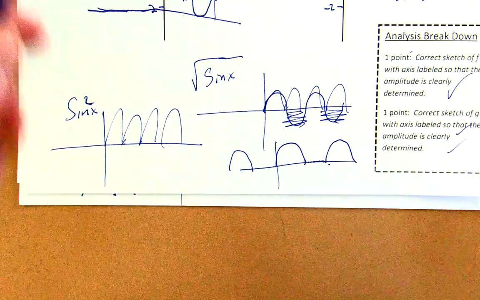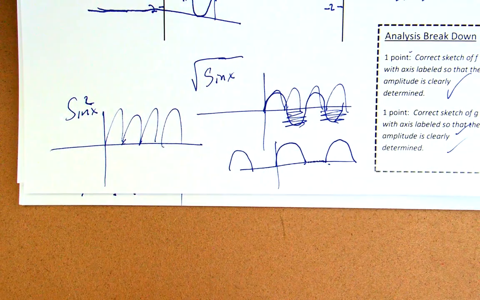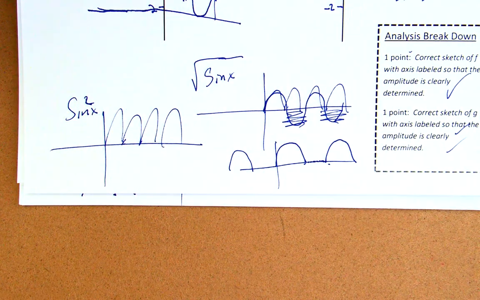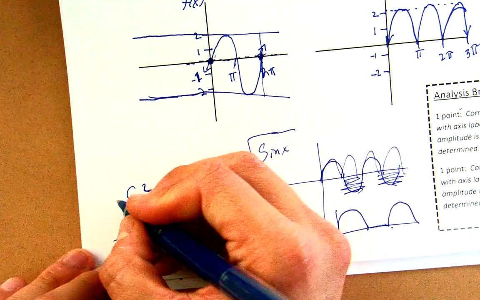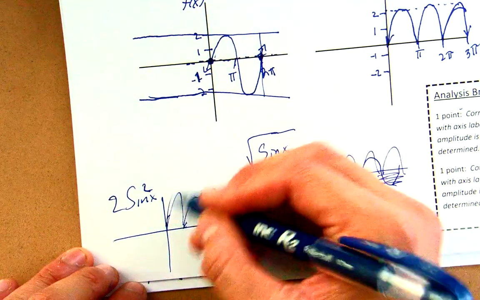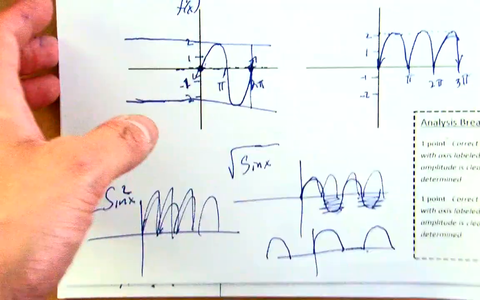Does the amplitude increase when you square it? Only if it's bigger than 1. In our case, it would, because this would be 2, right? So that would make it bigger. Yes, perfect. Way to go, man. Good job.